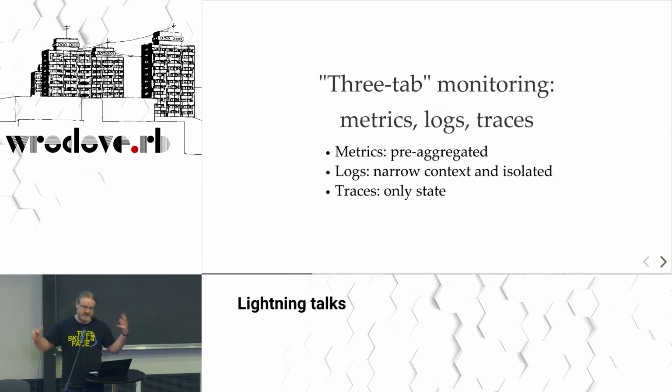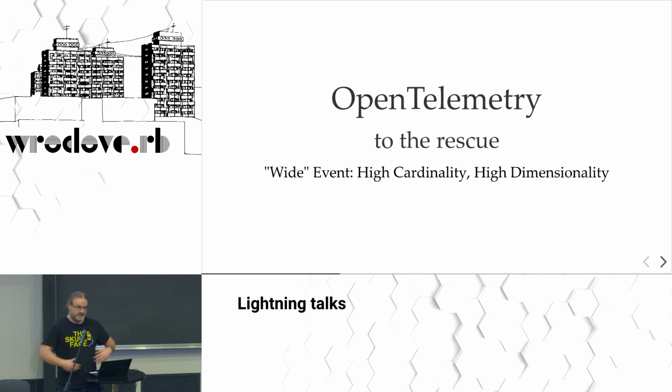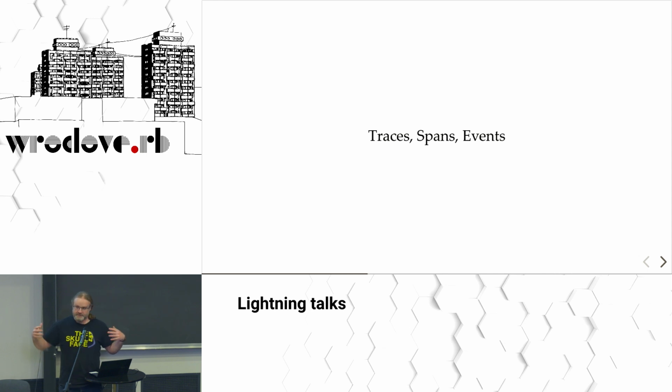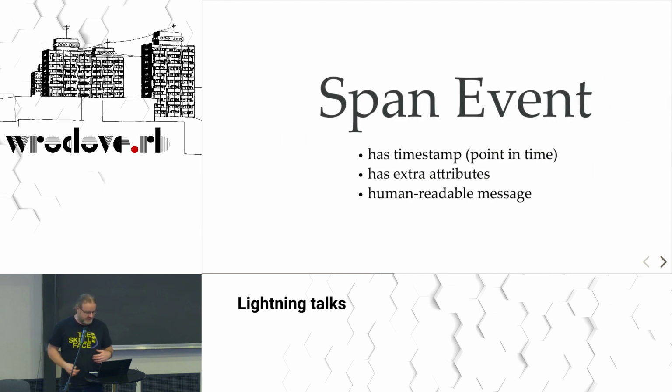And yeah, there's this classical trio, 3 tabs of monitoring: metrics, logs, and traces. They all have their drawbacks listed here. Not going to read them, sorry. But what's great is now we have an evolving standard called OpenTelemetry, where they are all facets of a basic unit called the wide event. Wide event has high cardinality, high dimensionality. Those are fancy words, basically saying we have a lot of keys and each key can have a lot of values. And yeah, they still have traces, spans, and events.